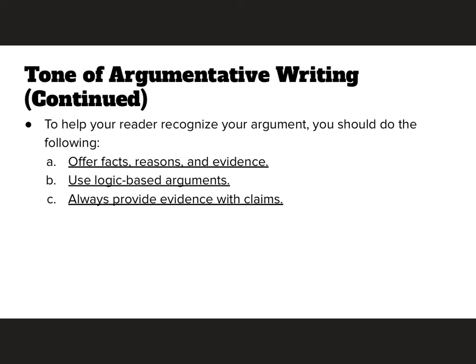When you're thinking about tone, here are some of the ways that you can help your reader recognize your argument. You can do the following. You offer facts, reasons, and evidence to support your argument. You use logic-based arguments. So you're not appealing to their emotions. You're not guilt-tripping them. You're using logic to make your case. And then, once again, the most important part is to provide evidence with your claims. And those pieces of evidence should match your claims and support them.